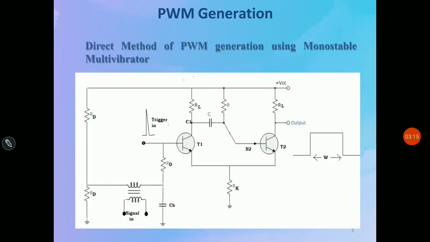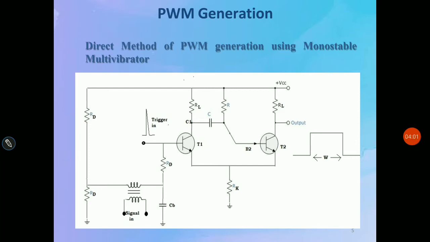Now, how is a PWM signal generated? I am giving you a brief description of the circuit. You see in this circuit two transistors are given, T1 and T2. This arrangement is an astable multivibrator. We know the stable state for this type of multivibrator is T1 off and T2 on.